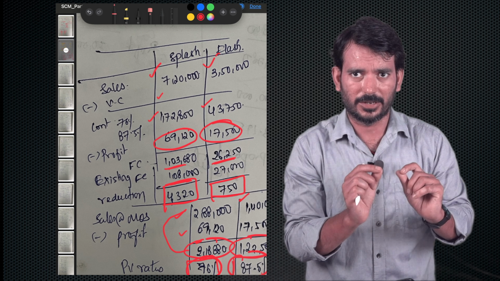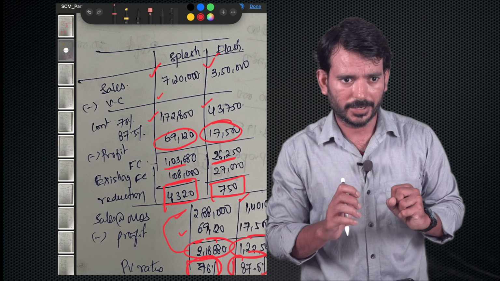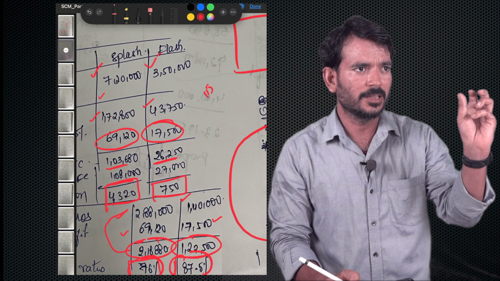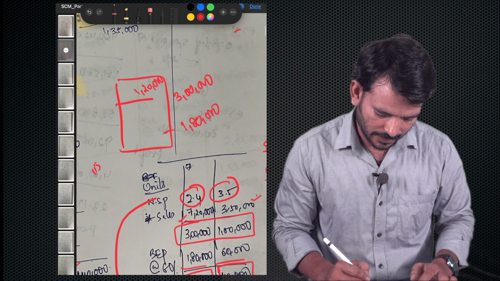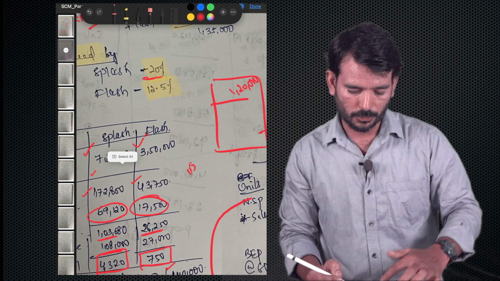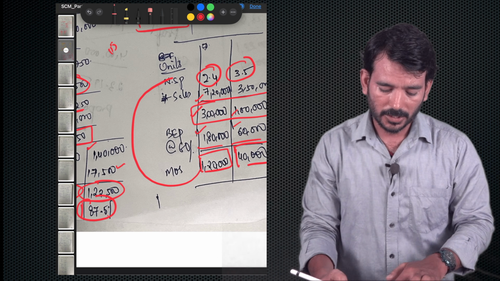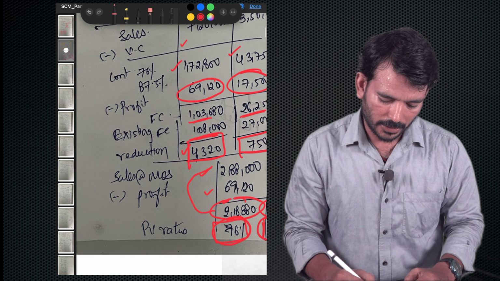At the end of the answer, whenever you are doing so many calculations and workings, don't forget to write what is the number of units they have asked. They are asking what is the number of units to be sold. So first for that you should write 3 lakh and 1 lakh. That is the answer. And then they are asking what is the break-even point units. Break-even point units is 1,08,000 and 60,000. That is the second. Third one, what should be the reduction in the value of the fixed cost? So that should be 4,320 and 750.